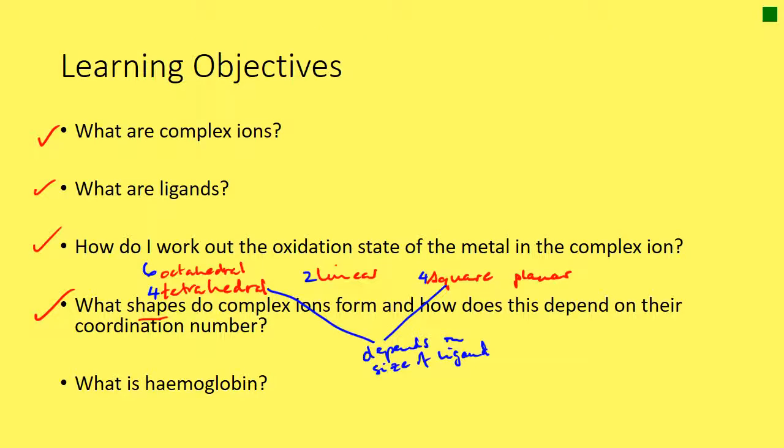So let's just have a quick check where we are on our learning objectives. We have already checked that we've done the first 3, and now we know the shapes of the complex ions. So we've got octahedral, we've got tetrahedral, and we've got linear.